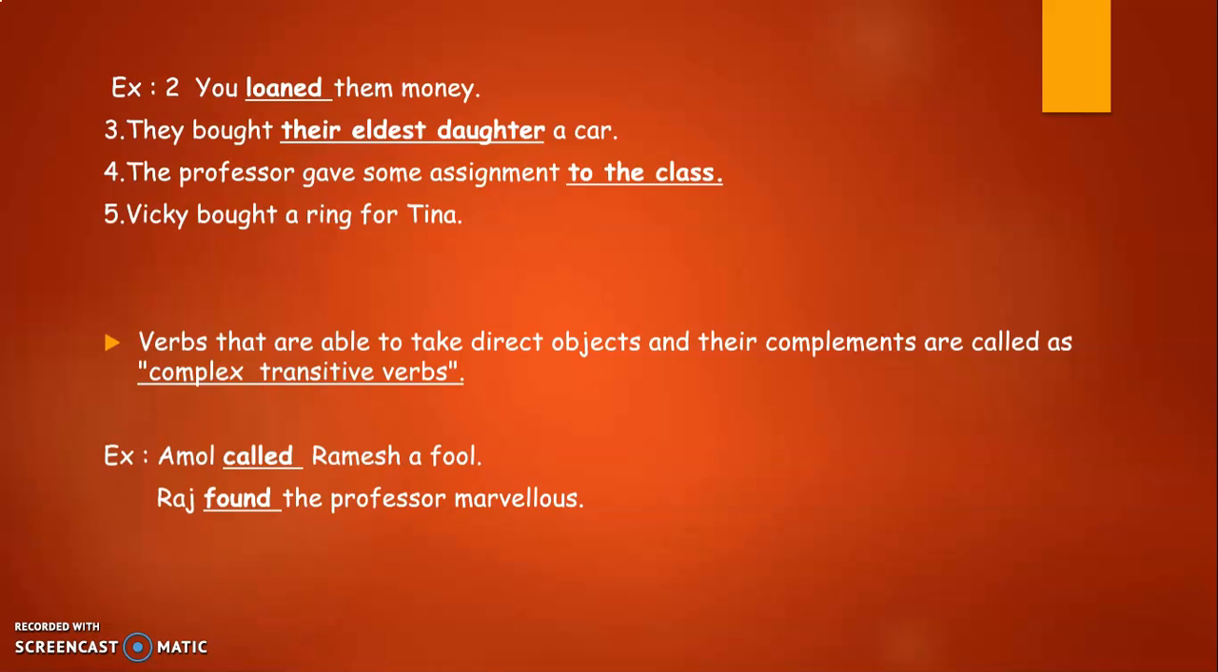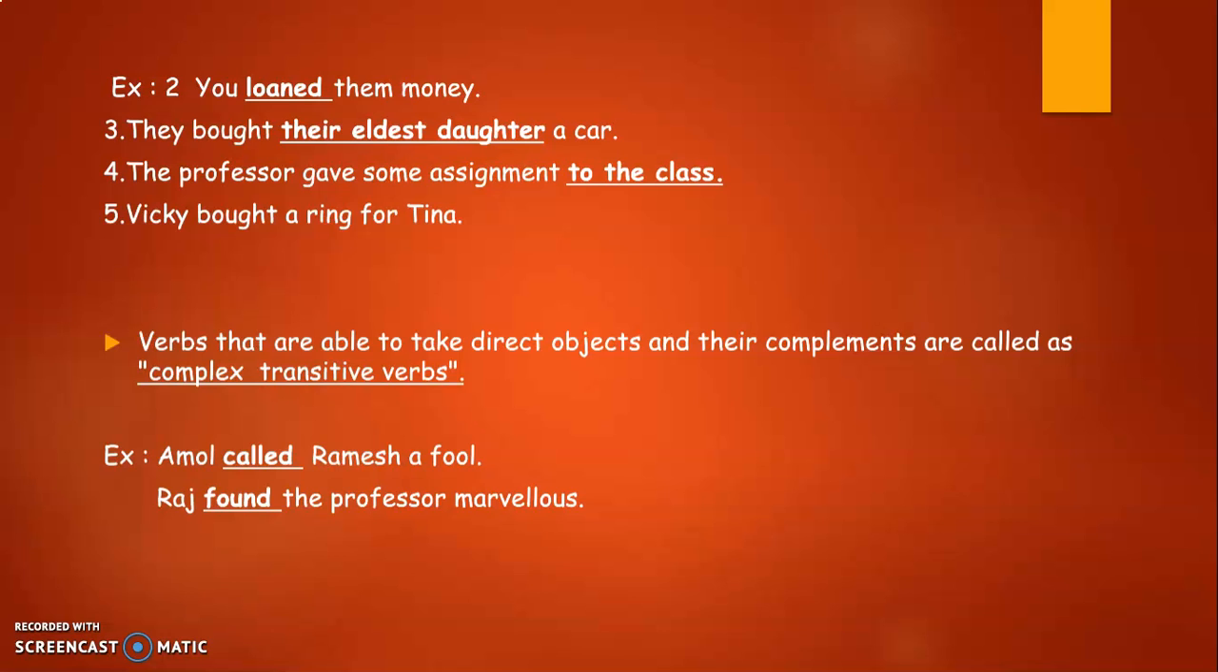Next, Vicky bought a ring for Tina. Ring is a direct object because it is answering the question what. And for whom has he bought a ring? For Tina. Hence Tina is an indirect object.